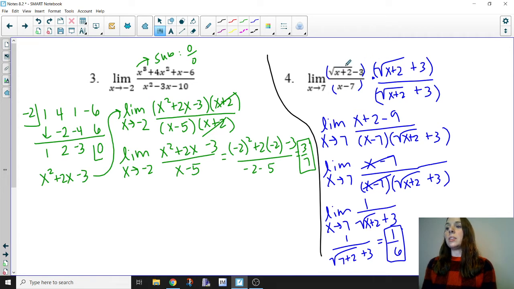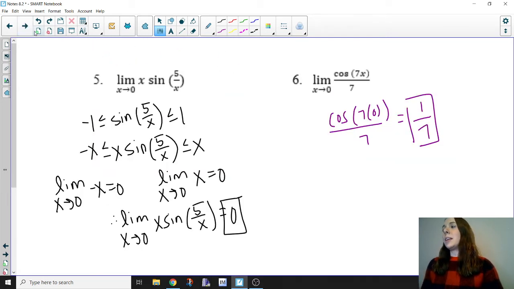Whenever I distribute these two binomials in the numerator, I get x plus 2 minus 9. Notice that I did not distribute in the denominator because I realized that x plus 2 minus 9 was going to combine to x minus 7, and that could divide out with the factor of x minus 7 in the denominator. That leaves me with 1 over the square root of x plus 2 plus 3, and I could sub 7 in for the x that remained to get a limit answer of 1/6. So much fun, right?